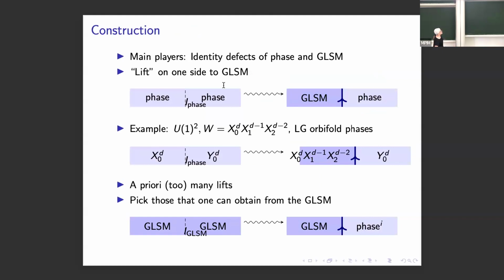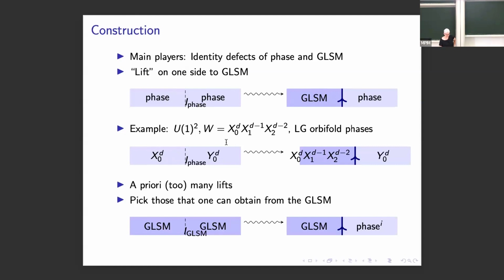So I want to construct everything from the identity defect of the phase and also of the gauge linear sigma model. So here's a mock picture how to do it. So let's start with the identity defect of a phase. I'm imagining it's, for example, a Landau-Ginzburg phase, where some of the fields that were there in the initial gauge linear sigma model obtain some expectation values. So in the phase, we have fewer fields than in the gauge linear sigma model. And now I want to lift this phase identity to something that has one leg in the gauge linear sigma model. So I'm again putting this example here that I had before.